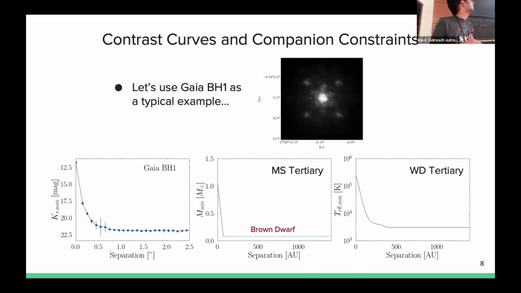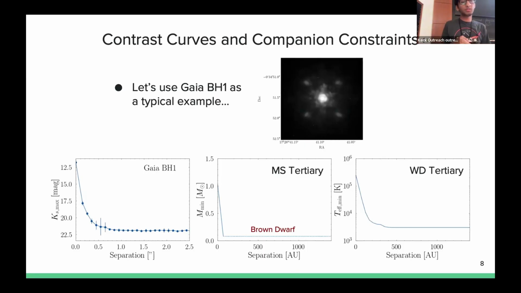Well, no. What we can do is place some quantitative constraints on what tertiaries could still exist. So let me just take Gaia Black Hole 1 as a typical example. Here's a reduced and stacked image of the system. You can see that the AO subtraction is not perfect and there's some speckle noise. So what we do is create a contrast curve, which tells you what is the faintest source that we could detect as a function of angular separation. And you can see that at separations greater than around 1 arcsecond, we can detect anything brighter than a K-band magnitude of around 22.